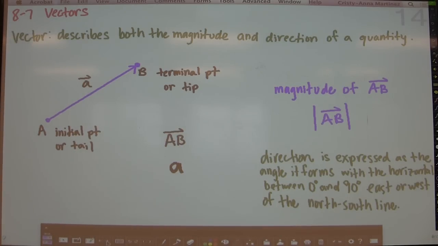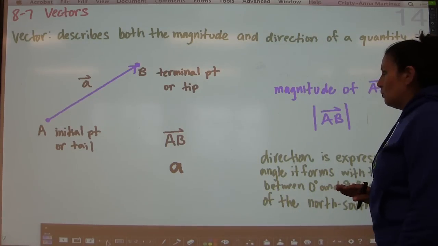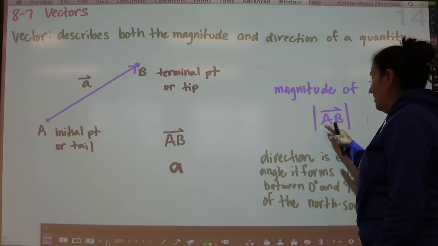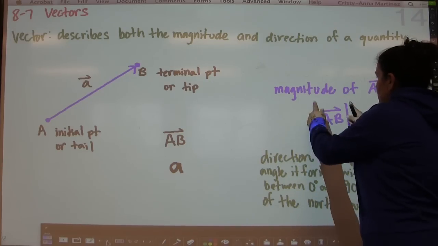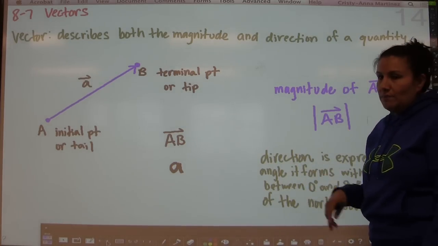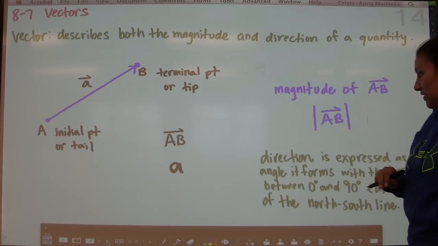Now for magnitude, the magnitude of a vector is the length of the vector. We denote that with bars that look like absolute value bars, but it doesn't mean that it wants the absolute value of AB, it wants the length of the vector AB. So when we use these bars, it's talking about finding the length of the vector, and we can do that by using the distance formula, and we'll do that later in one of the examples.